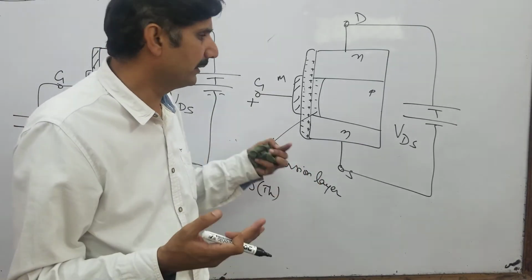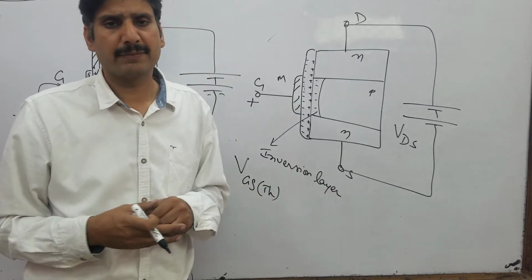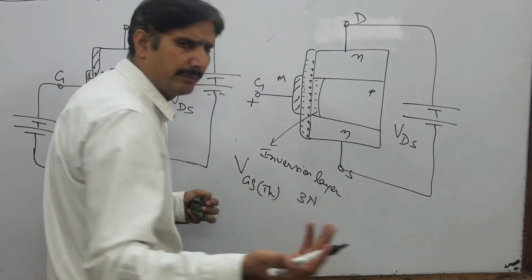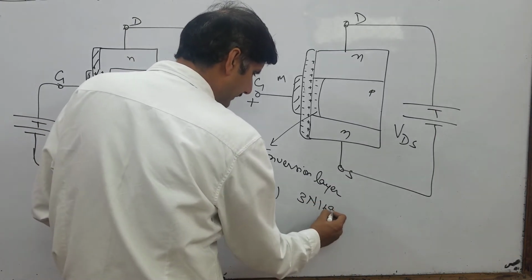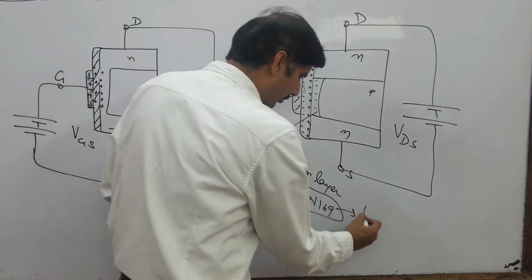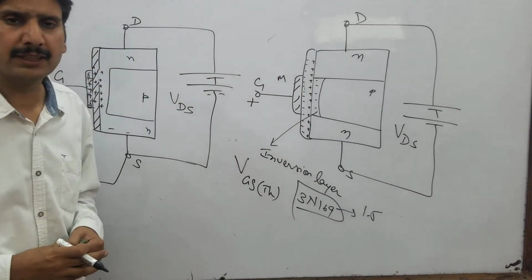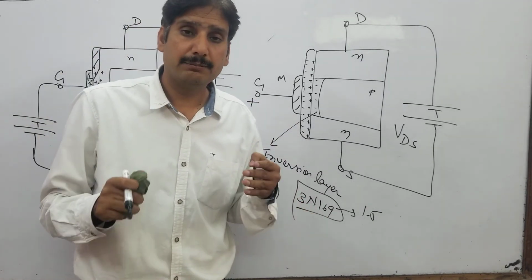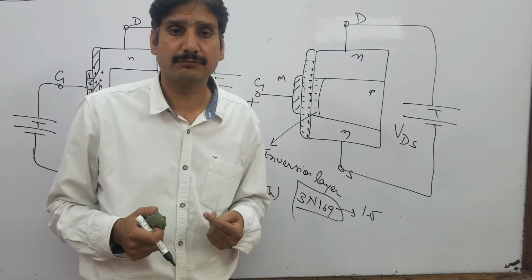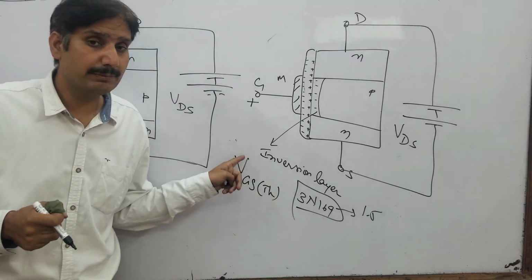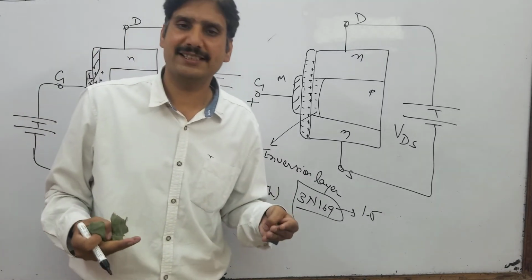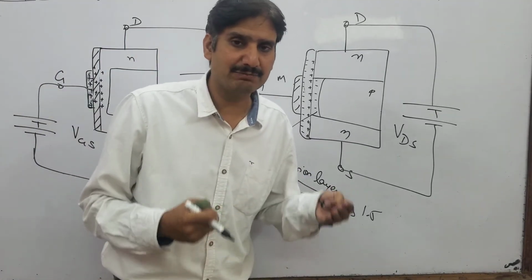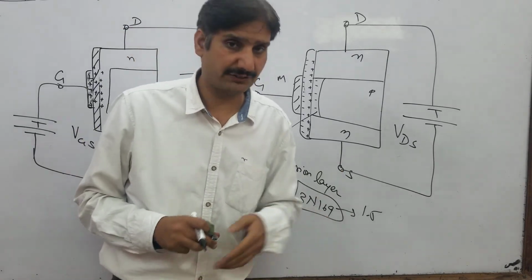The MOSFETs with threshold voltage from 1 to 5 volts are readily available. A very popular, very common one is the 3 and 169 MOSFET. It has a threshold voltage of 1.5 volt. So this much voltage provided to this MOSFET will make it start conducting. This means that if you don't apply this much voltage, it will remain in off state. That's why the enhancement type MOSFET is normally off.